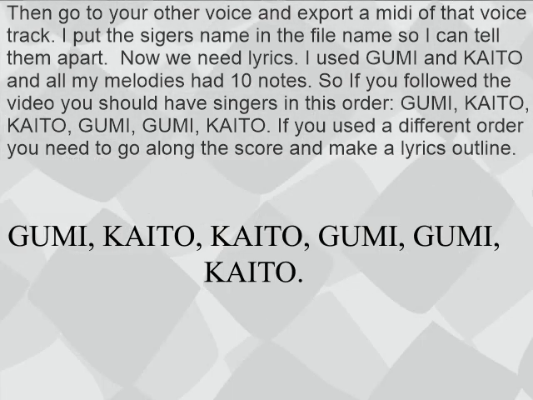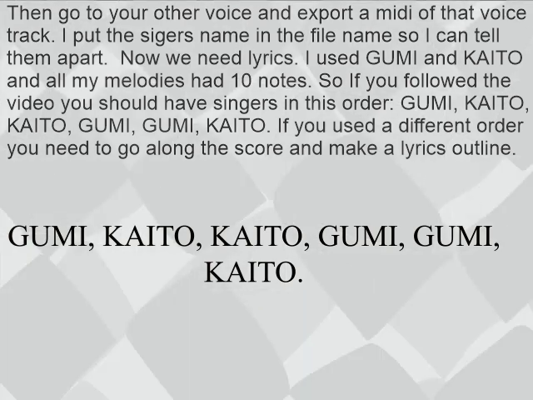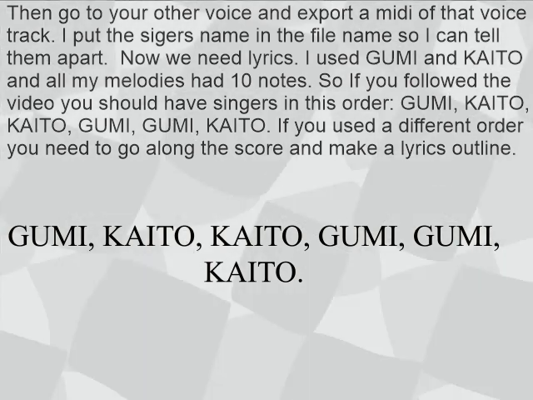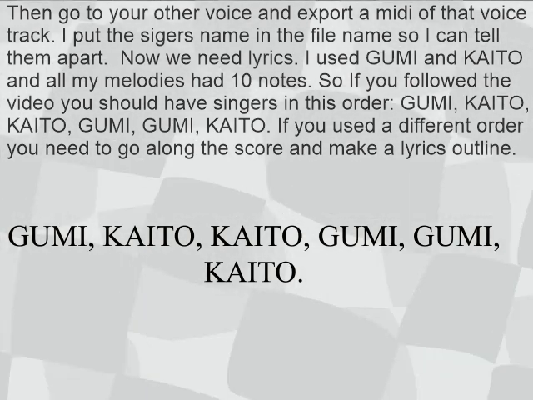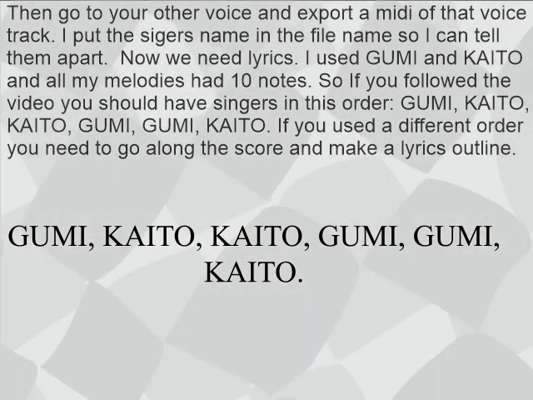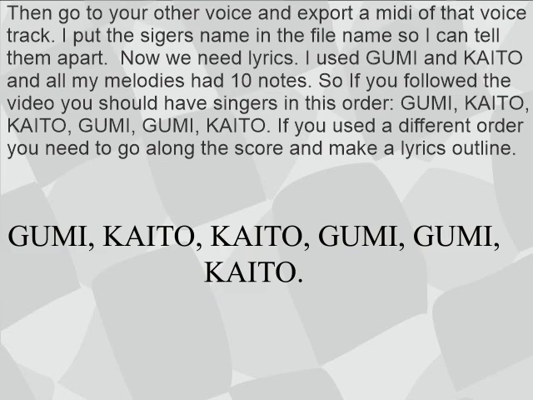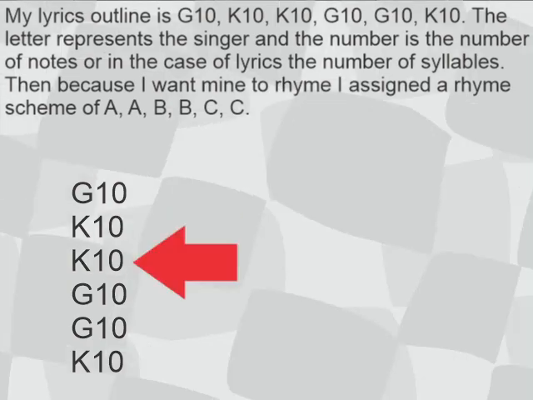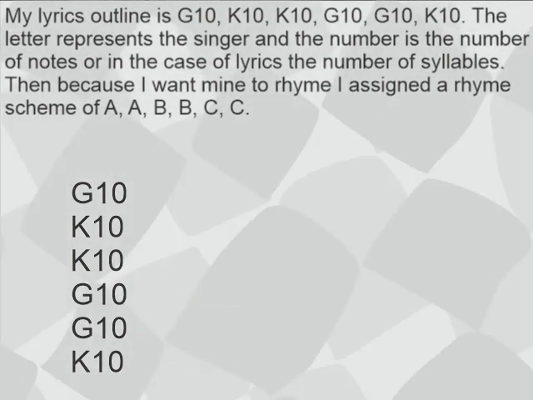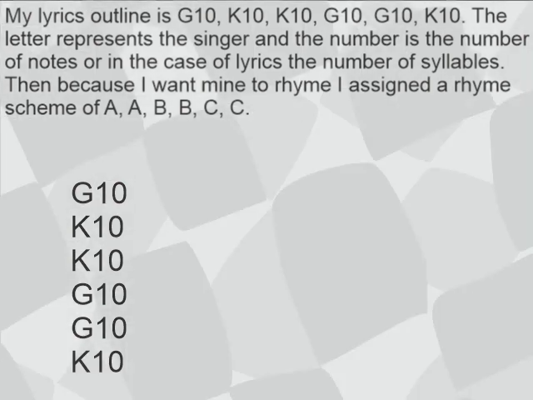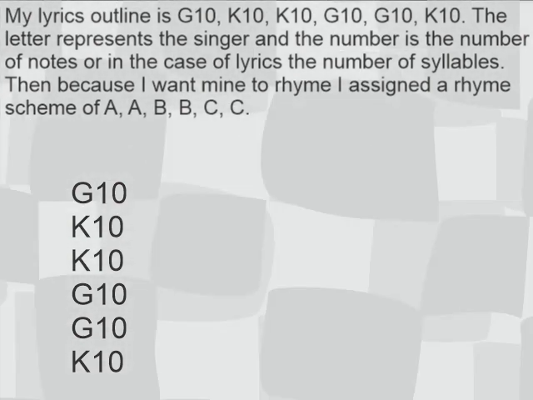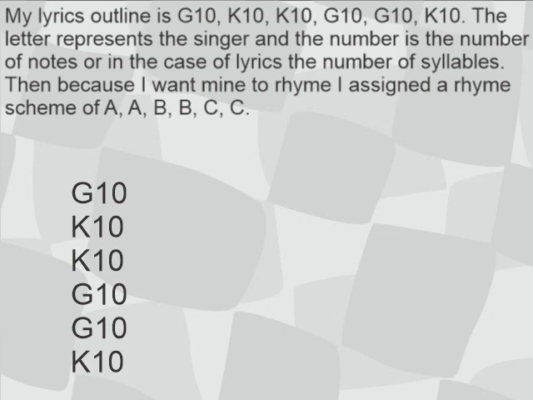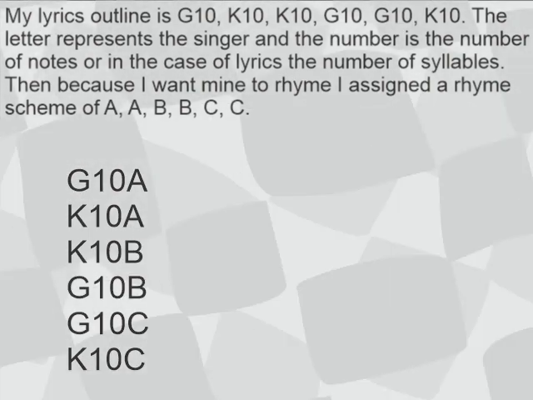Now we need lyrics. I used Gummy and Kaito, and all my melodies had 10 notes. So if you followed the video, you should have singers in this order: Gummy, Kaito, Kaito, Gummy, Gummy, Kaito. If you used a different order, you need to go along the score and make a lyrics outline. My lyrics outline is G10, K10, K10, G10, G10, K10. The letter represents the singer, and the number is the number of notes, or in this case of lyrics, the number of syllables. Then, because I want mine to rhyme, I assigned a rhyme scheme of AA, BB, CC.